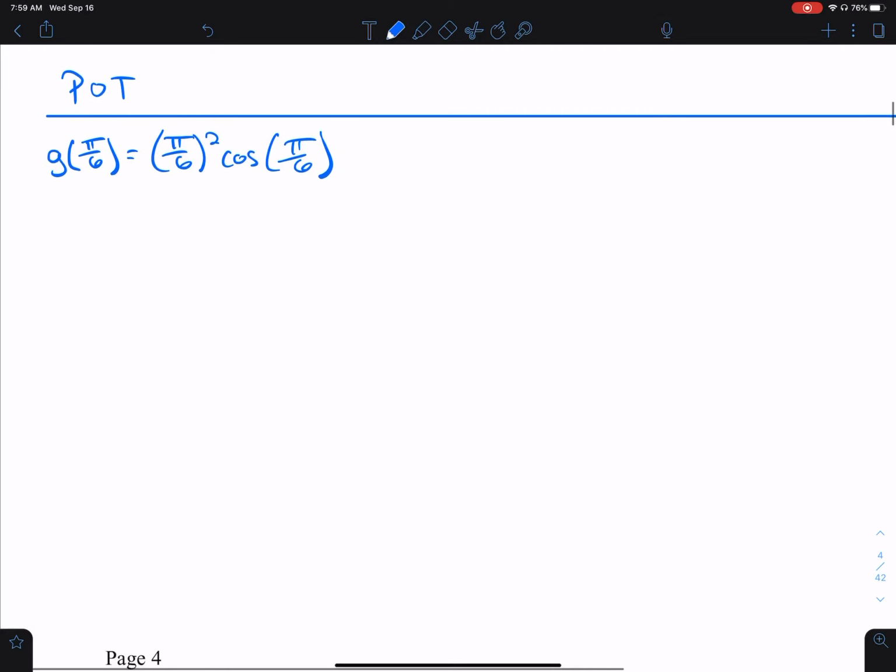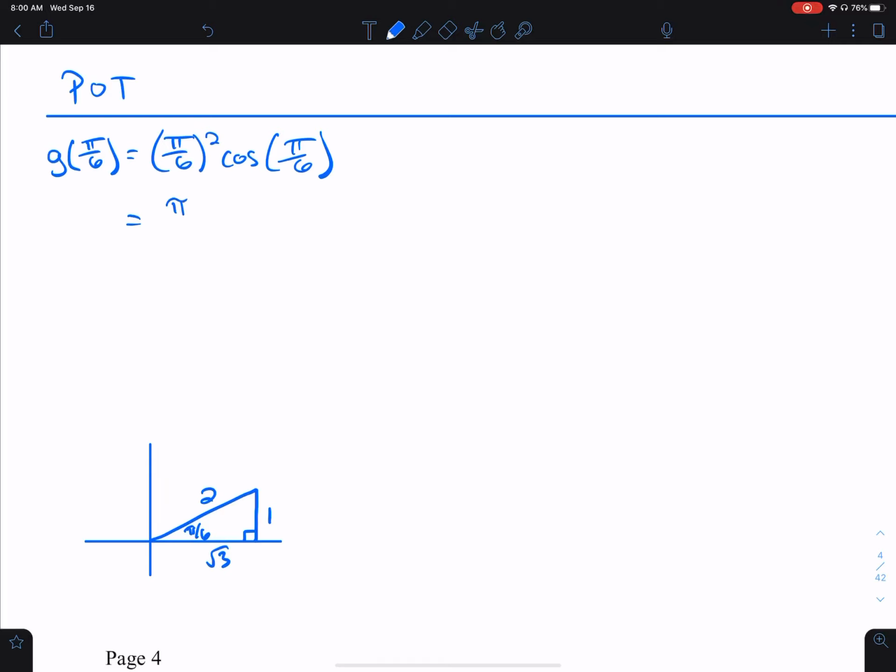Pi over 6, what is that? It's in quadrant 1. That's equivalent to 30 degrees. Opposite the smallest angle, I'm going to call 1. The hypotenuse is always twice the short leg, and the long leg is the short leg times the square root of 3. If you want to do a unit circle style, this would be 1/2, 1, and square root of 3 over 2. Cosine is x over r, so that's square root of 3 over 2.